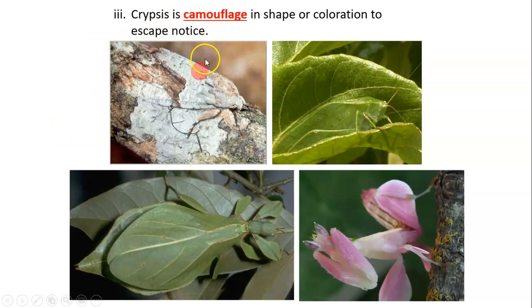Crypsis is a type of camouflage when the shape or coloration is designed so that you can't see the animal, so you can't notice it. So here's a moth that looks just like this bark that it's on. There's the legs and the head. Here's a type of leaf insect, and up here is a type of cicada. Notice how both of these even copy the vein pattern of leaves to really look like a leaf. Here's a type of praying mantis that's designed to look like a flower.